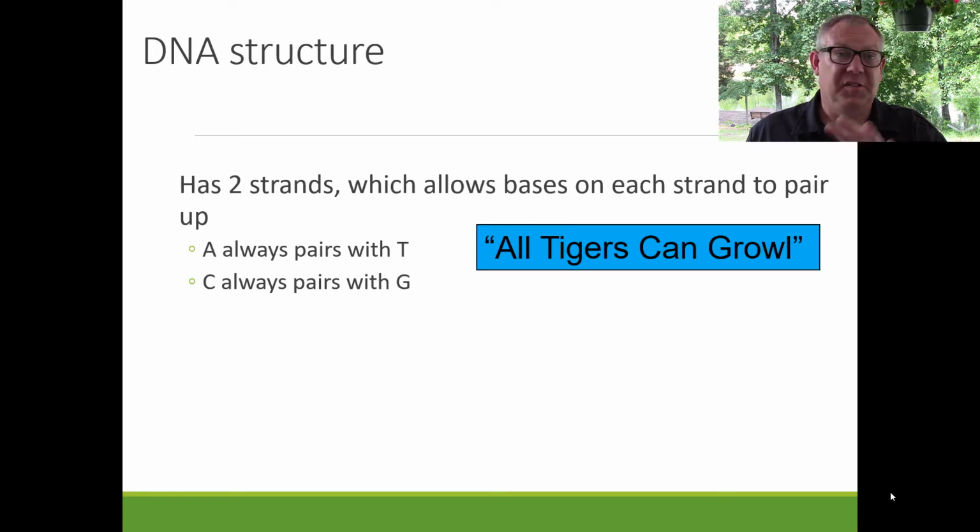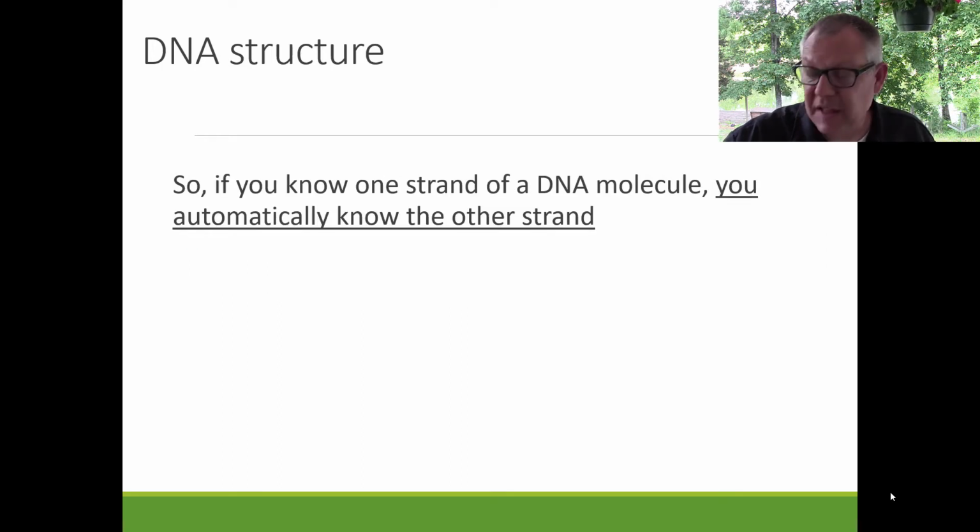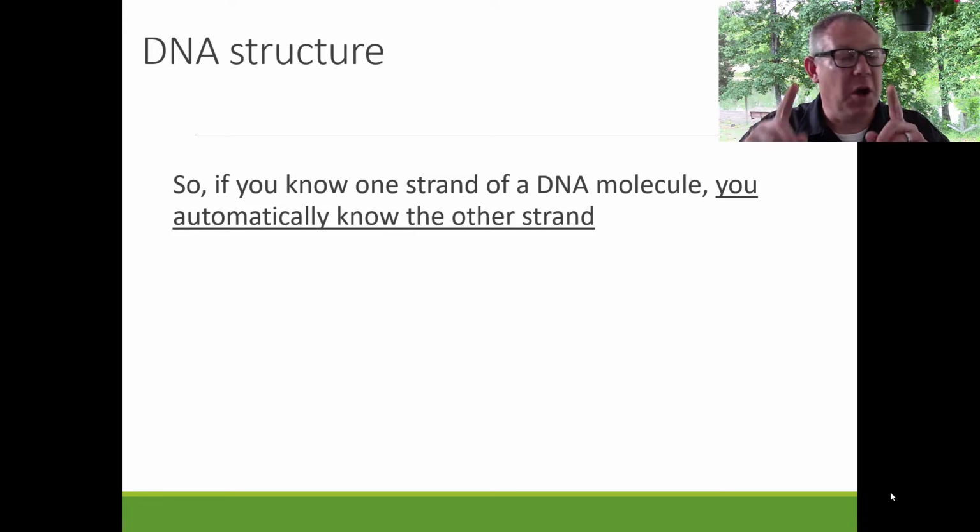And so you never have a C with a C, or a C with an A. It's always an A with a T and a C with a G. But we'll find out that this fact is what makes all the rest of the stuff we're going to learn possible. That's because if you have one strand of DNA, you automatically know the other strand that goes with it, because you can only pair these bases up in a particular way.